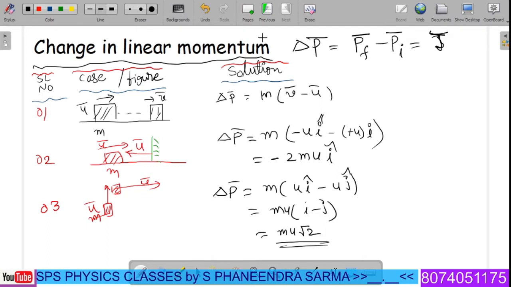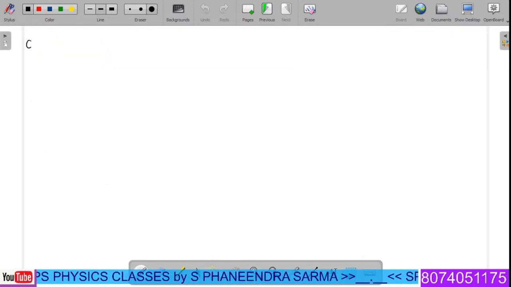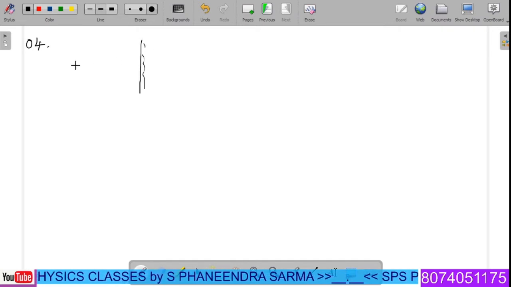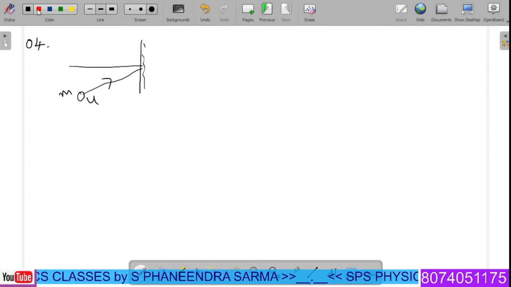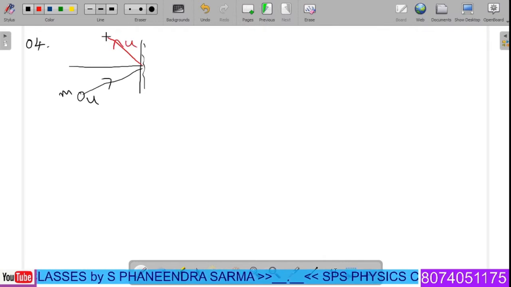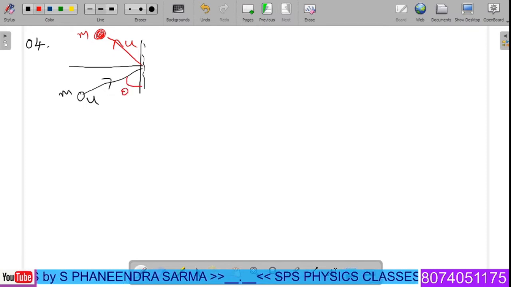Now let us consider the next step, point number 4. Suppose there is a wall, and this is the origin we are considering. A ball of mass m is moving towards the wall with the speed of u. It bounces back in this direction with the same speed u, mass not changing. Under such a condition, we need to find the change in momentum. Let us consider the ball makes an angle of theta degrees with the wall, and while bouncing it also makes the same angle theta.